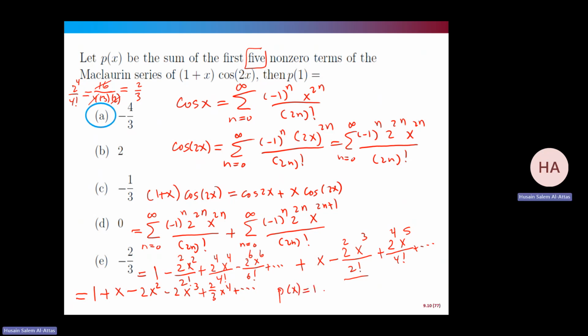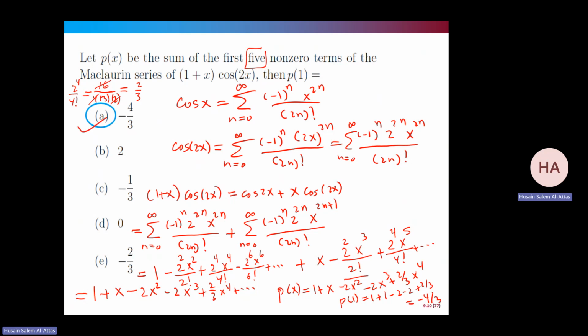these terms: 1 plus x minus 2x squared minus 2x cubed. But these are the 5 terms, 1, 2, 3, 5 non-zero terms. Okay. P at 1. What do you want? 1 plus 1 minus 2 minus 2 plus 2 over 3. That is 2 minus 4 minus 2 plus 2 over 3, minus 4 over 3. And that will be my answer.